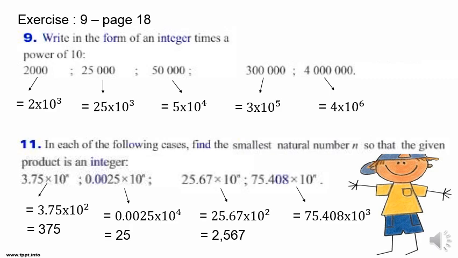75.408 times 10 cubed to get 75,408. Okay, pay attention. The comma is in the wrong place. We have to put the comma between 5 and 4. Okay, it's a mistake.